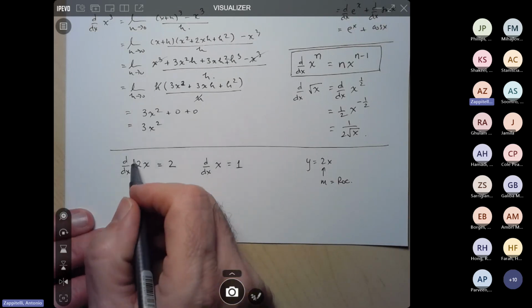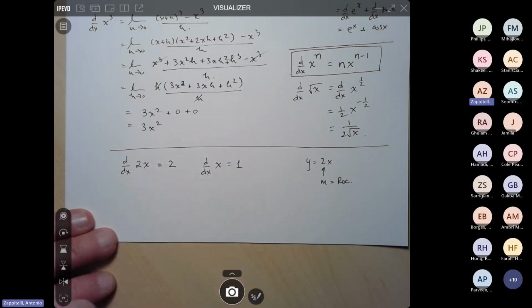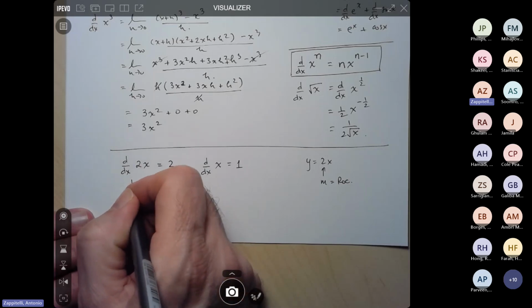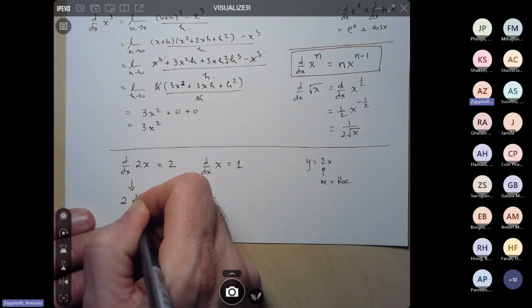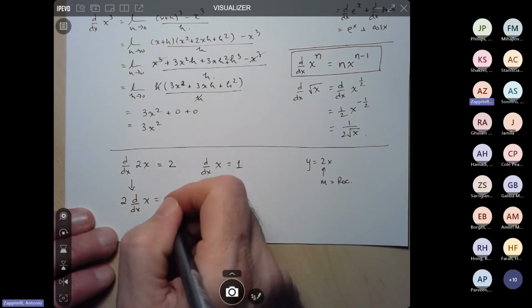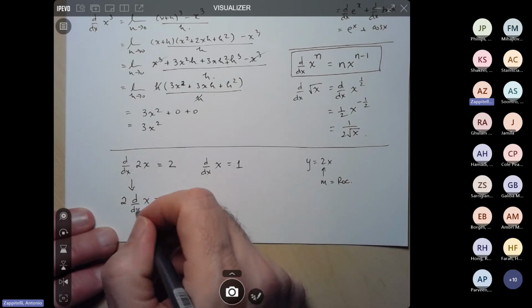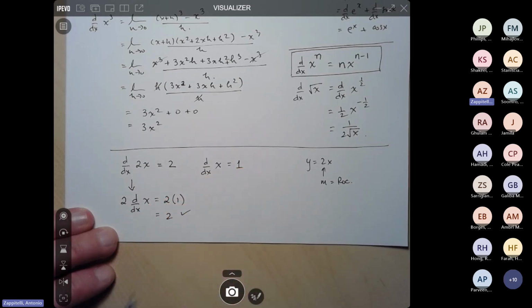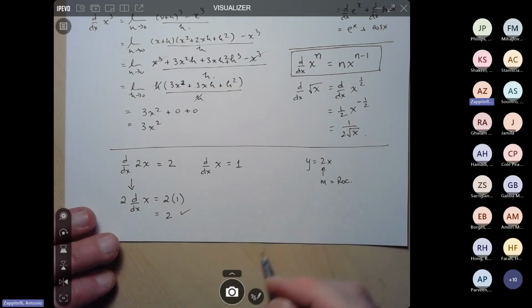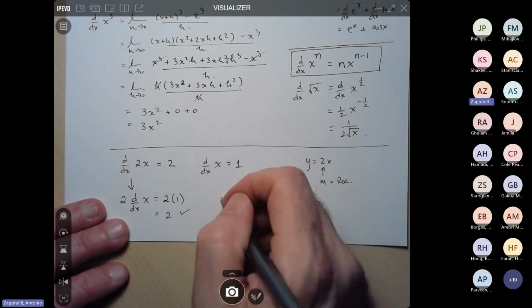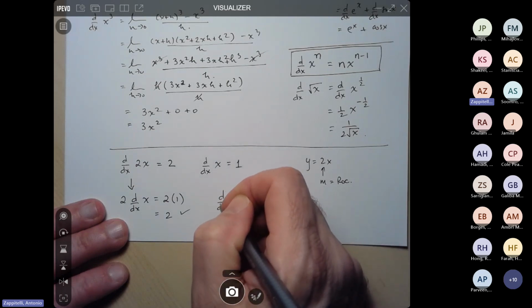Here, when I just have a coefficient in front, what effect does it have on the derivative? Well, it has no effect on the derivative. I can rewrite this as 2 times the derivative of x. So 2 times, what's the derivative of x? Well, it's just 1. And there we go, we get the correct answer. And so this now gives us a third rule that we can use. It's what we call the constant multiple rule.